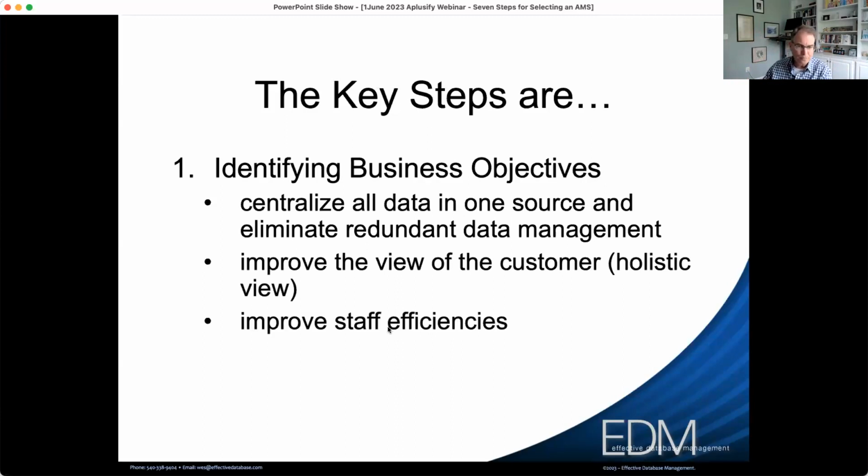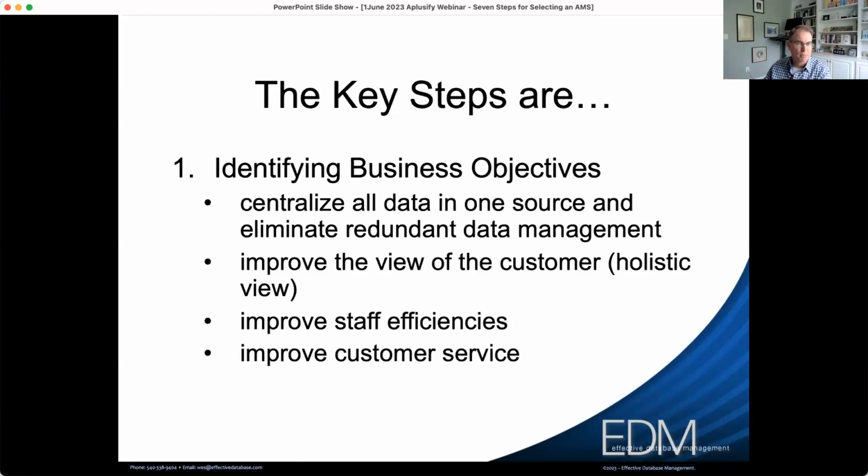Another common one is improving staff efficiencies. That relates back in part to that data management redundancy. If I'm putting data in too many places at once, that's staff time I shouldn't be wasting. Automation is another good example of that. If I can automate some things, I can improve staff efficiencies.